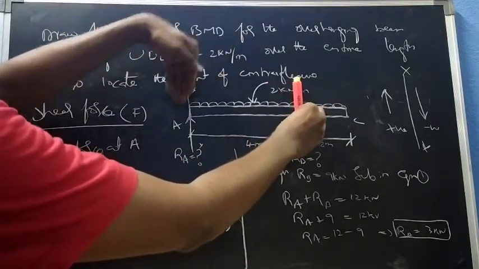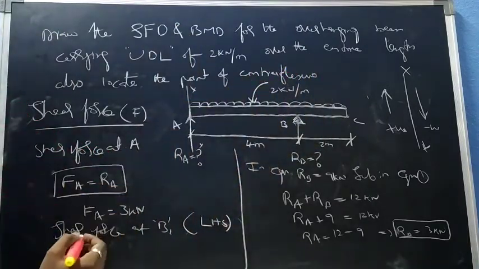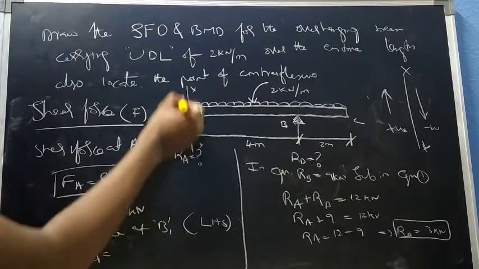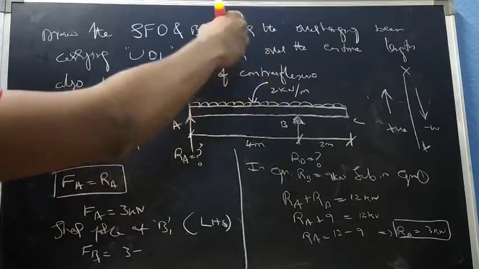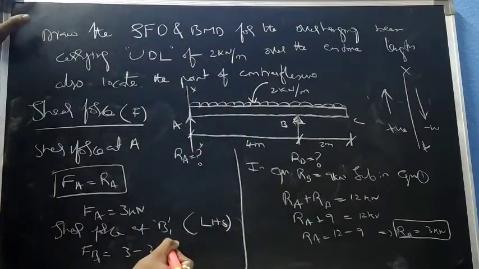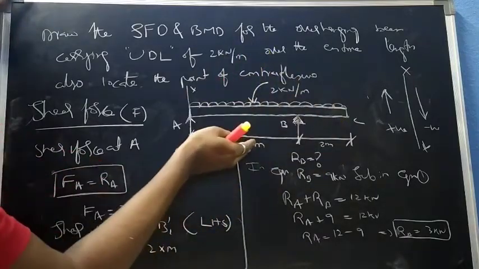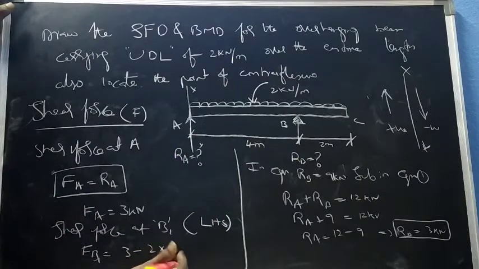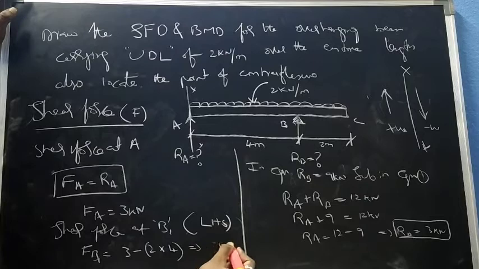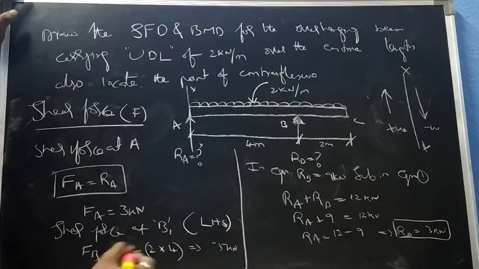So whatever the loads and forces acting on my left, I have to consider. From this I can write FB1 equals 3, that is positive, minus the uniformly distributed load, that is 2 into the length till B, which is 4 meters. Don't get confused: you should not take the entire span, you should take the length between A and B, that is 4 meters. So from here I get FB1 equals minus 5 kilonewton.